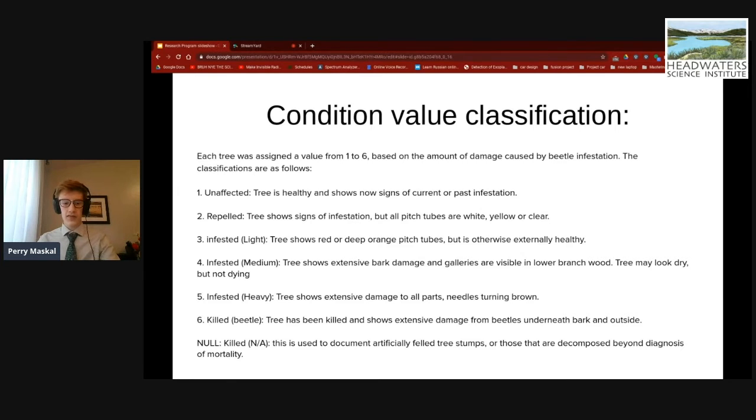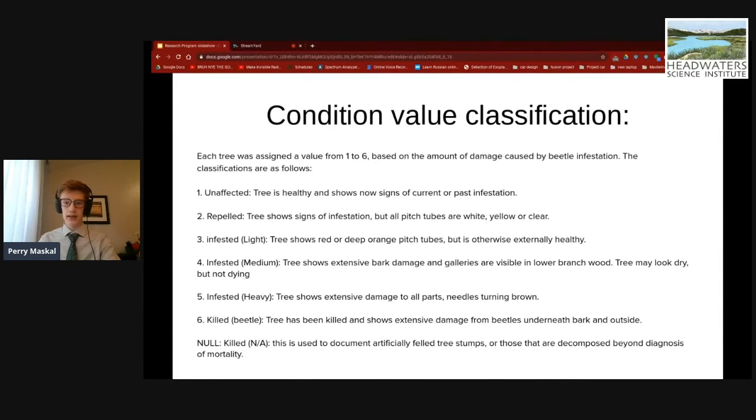Number 5, infested, heavy. The tree shows extensive damage to all parts and the needles are turning brown and drying up. Number 6 was killed, beetle. The tree has been killed and shows extensive damage from beetles underneath the bark and outside. Null, or killed N/A, not applicable, is used to document artificially felled tree stumps or those that are decomposed beyond diagnosis of mortality.